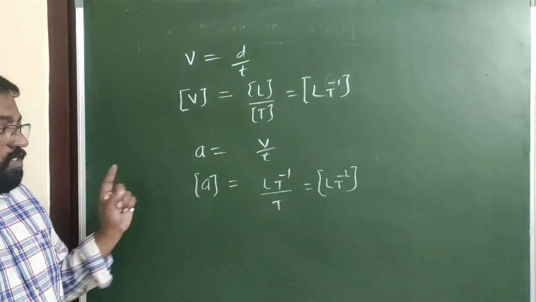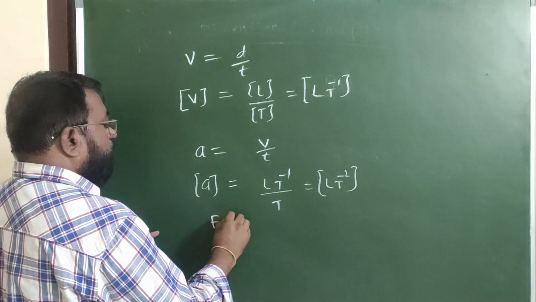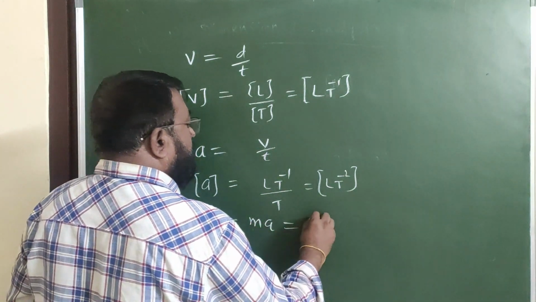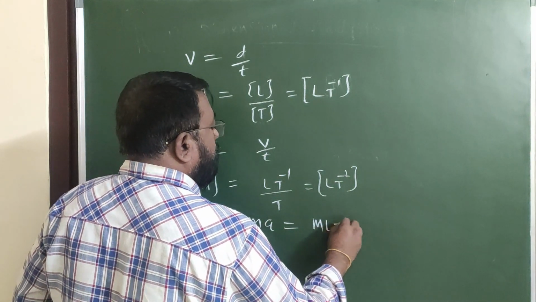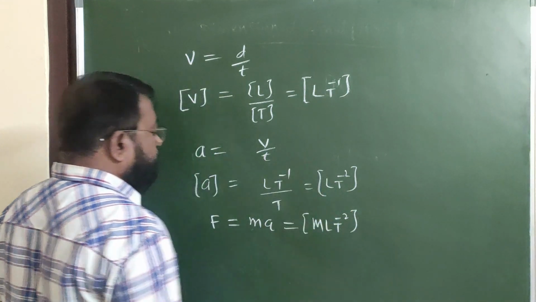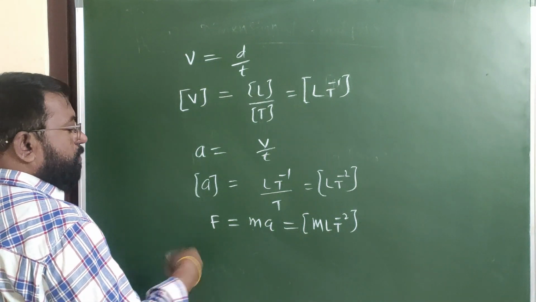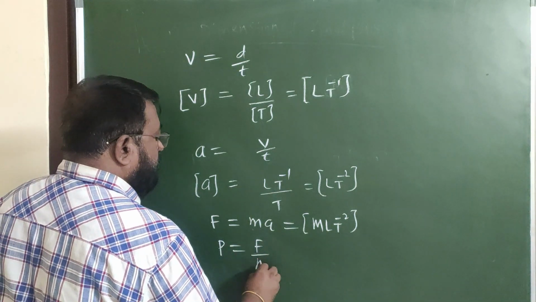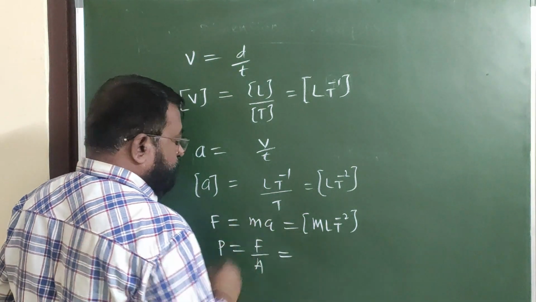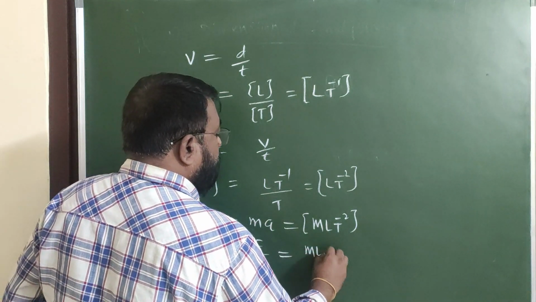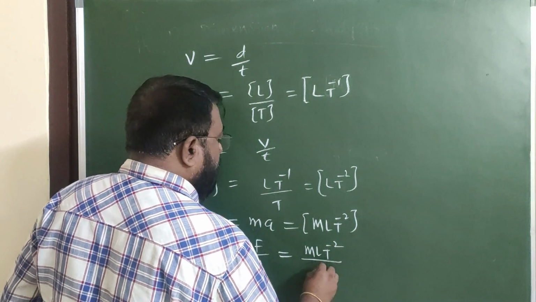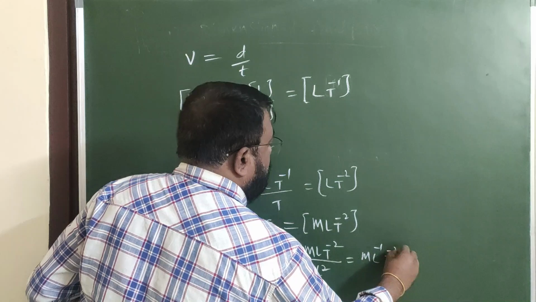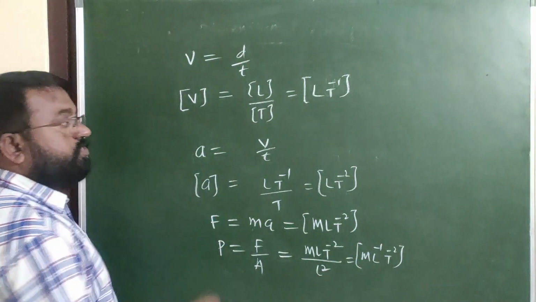This is for acceleration. For example, another derived quantity, force. So, F is equal to m a. M is the mass, A is acceleration, L T to the power of minus 2. Another important dimensional formula, which you can use in most of the dimensional formulas, that is pressure. Pressure is equal to force by area. This becomes force M L T to the power of minus 2, area L square. This becomes M L to the power of minus 1 T to the power of minus 2. This is for pressure.